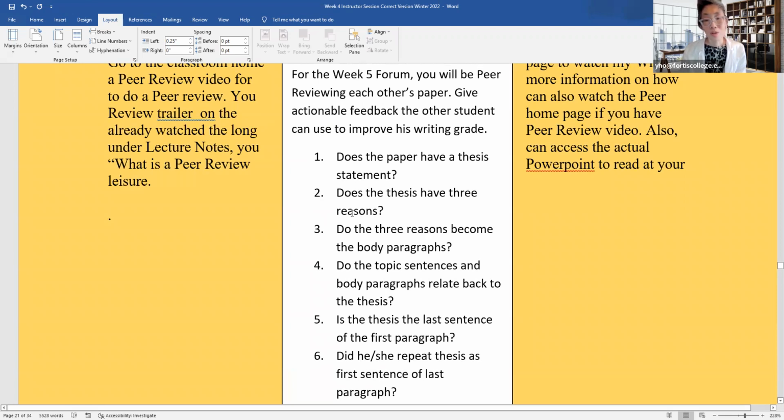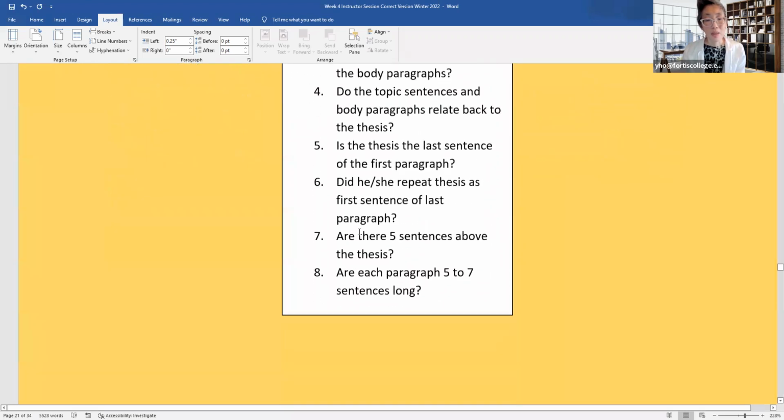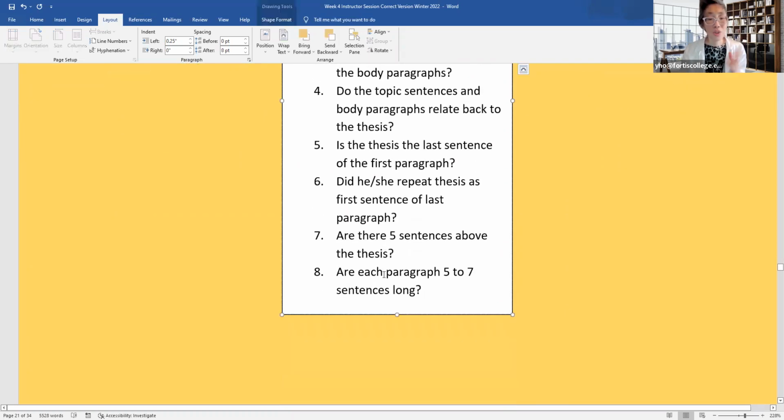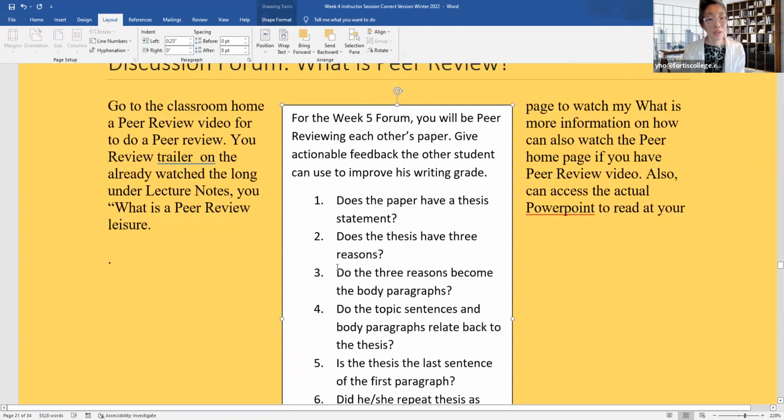thesis statement, or your thesis statement lacks 3 reasons. Your topic sentences don't match your thesis. You need to repeat your thesis as the first sentence of the last paragraph. Your paragraphs are too long or too short, because each paragraph needs to have 5 to 7 sentences. So you can use this as your checklist of what to look for in other people's papers.